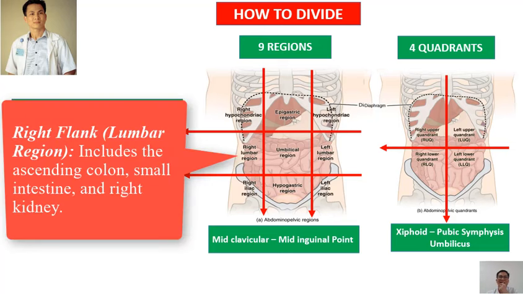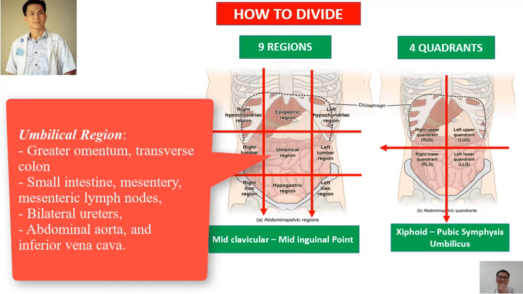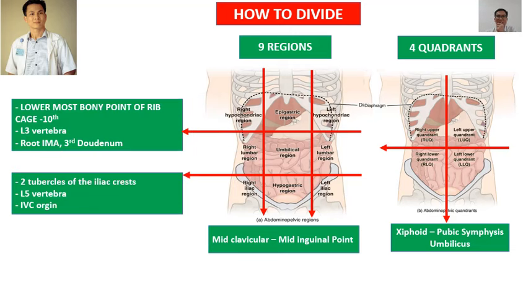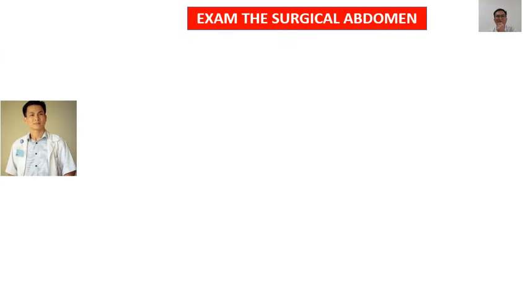And the last one, the umbilical region, contains the greater omentum, transverse colon, small intestine, mesenteric lymph nodes, bilateral ureters, abdominal aorta, and inferior vena cava. Continuing along this line, we will learn how to examine the surgical abdomen.